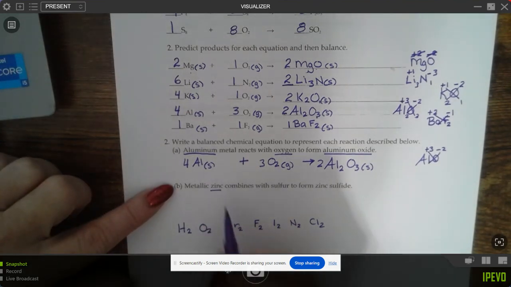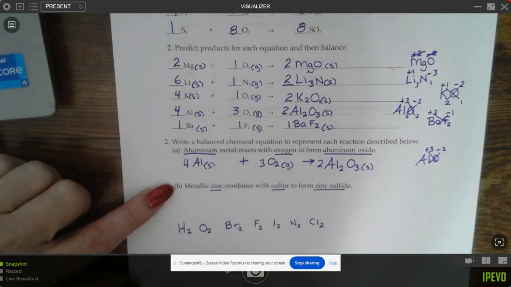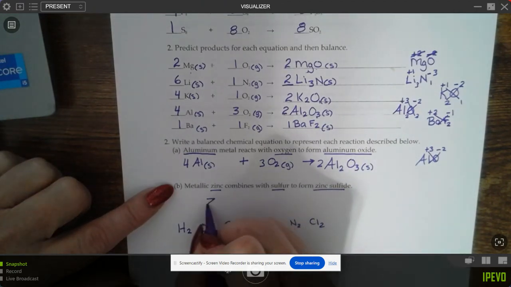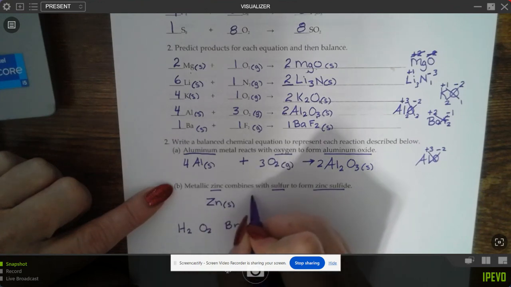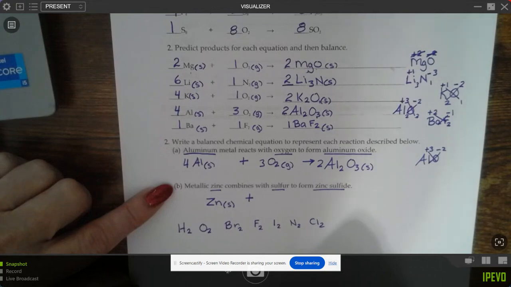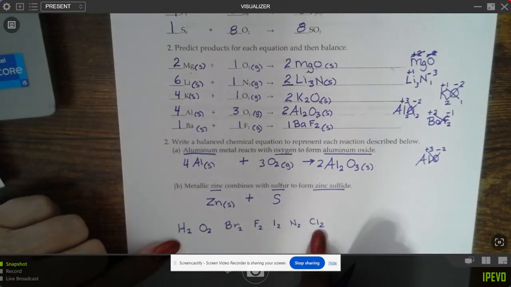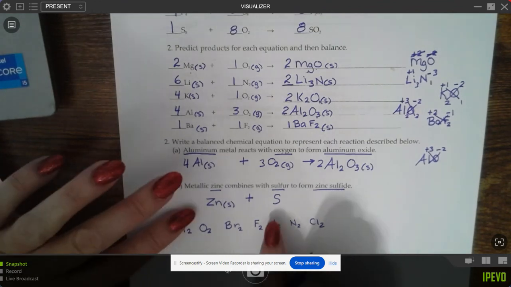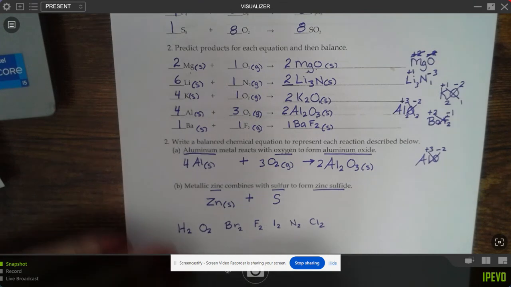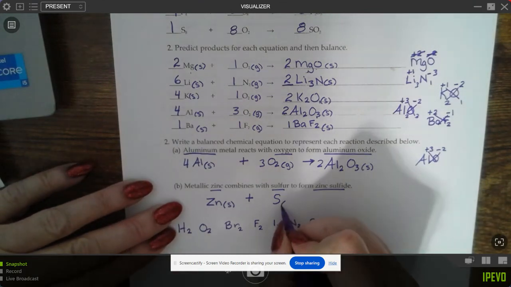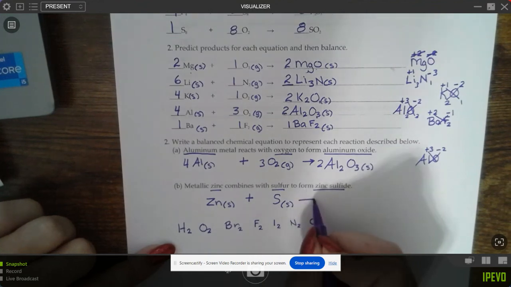Metallic zinc combines with sulfur to form zinc sulfide. All right. So zinc is Zn. It's a metal, so it's a solid. Combines with is where we put our plus sign. Sulfur. Sulfur is not one of the 7. So for us, we just leave sulfur as it is. We don't give a subscript. Okay. And sulfur is a solid. To form means we put our arrow.